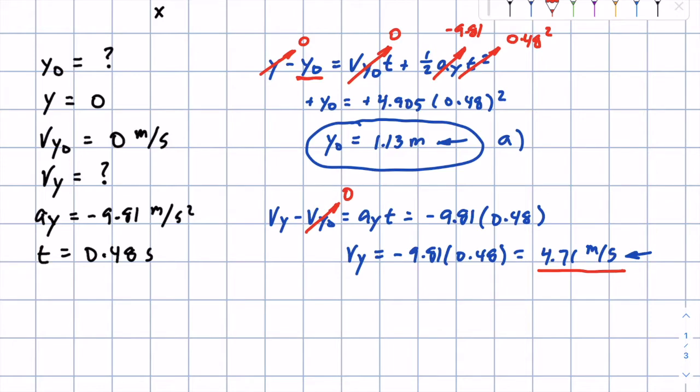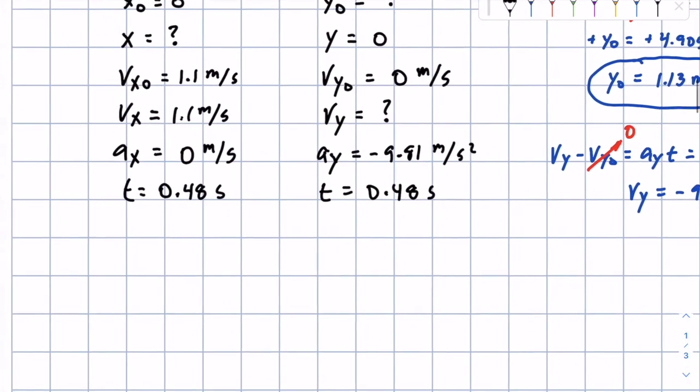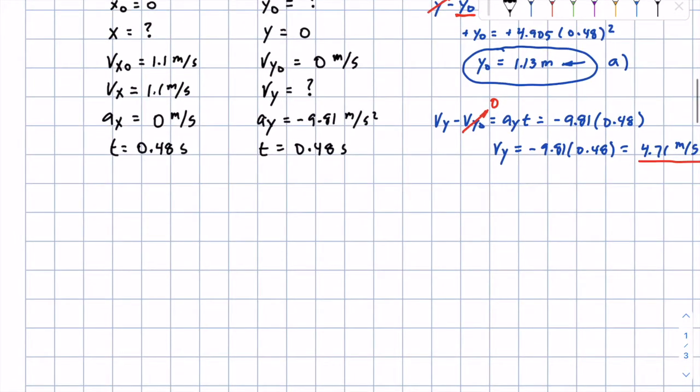So we've got that done. That's the short and the long equation for y. Now let's move on to the x. I'm going to do the x in black. So we'll start with the long equation. We've got x minus x naught is equal to vx naught times time plus 1/2 axt squared. All right, now let's plug in what we know from this stuff above.